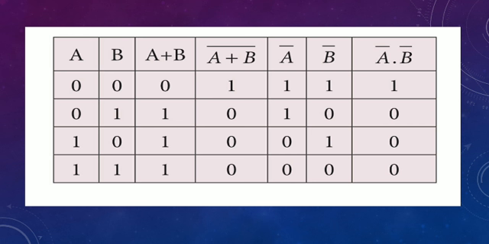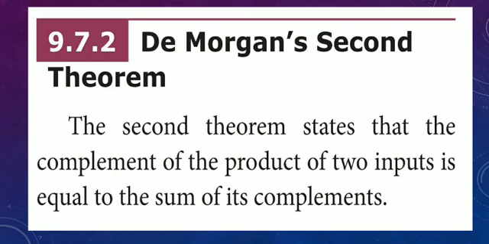Okay students, right? Next theorem, the second theorem. The second theorem states that the complement of the product of two inputs is equal to the sum of its complements. Which complement? Sum of its complements. Okay students, so the complement of the product is equal to the sum of its complements. This is the theorem.